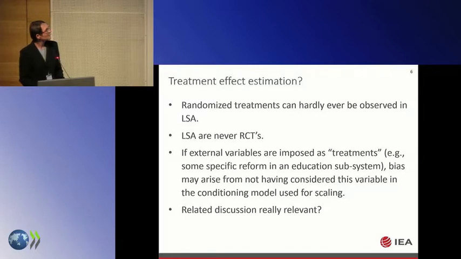In addition to that, somebody may say, yeah, but we can still use it as a quasi-experimental design. However, we already had this discussion in the morning: if you use external variables and impose them as kind of treatments, for example, some specific reforms in an education subsystem, then we may have some bias arising from the fact that we haven't considered this in the scaling model. As we all know, however, by now the items are available, so you can very well come up with a new scaling model and include these new variables. And there are examples in the literature of people who actually did that.